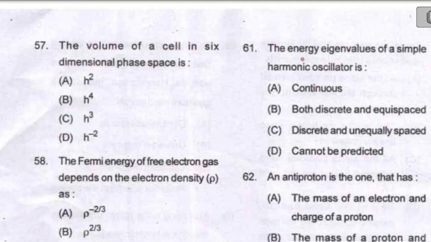Next, 61. The energy eigenvalues of a simple harmonic oscillator are both discrete and equispaced. Okay, so B is your correct option.